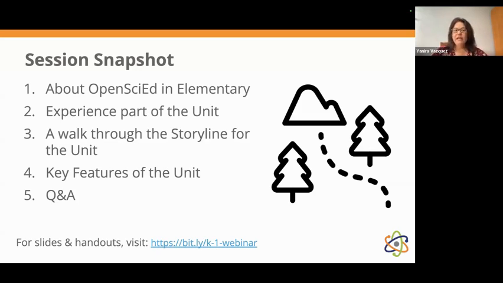Then Gail is going to take a little bit of a step back and help us walk through the storyline for this unit. So that is all 10 lessons for this K.1 unit, so that you know where this unit begins, how it develops, and then how it ends. And then she's going to share some exciting things about this unit. We asked her to find the things that she just loved the most and wanted to highlight for you. And then we're going to spend some time answering questions, and we hope to answer as many questions as we can.